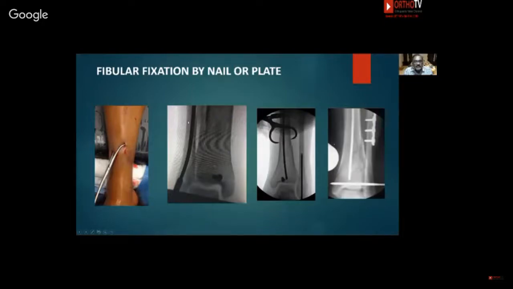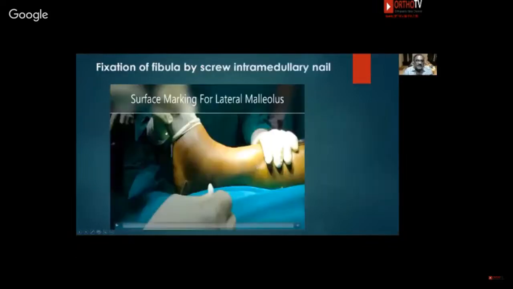I use a screw intramedullary nail for fixation of the fibula in a transverse and oblique fracture. In a comminuted fracture, I prefer hip plating. So this is how it is.